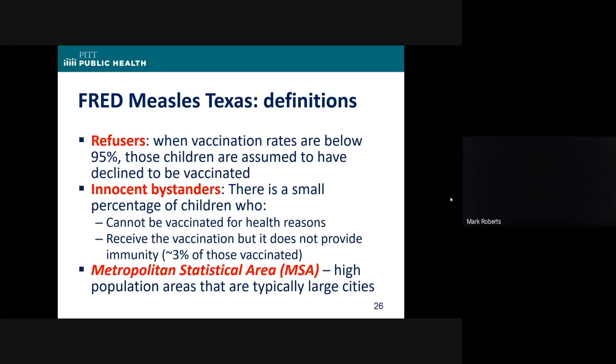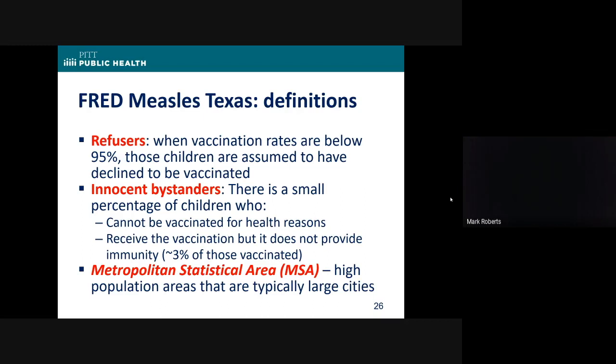We said there are people who are refusers, and people who are innocent bystanders. And innocent bystanders are the people who, because in measles, there's a few people who can't be vaccinated. A few kids, because of a disease they have, or because they're too young, under a year old, can't be vaccinated, or they have a disease that doesn't allow them to be vaccinated, or there's a very small group of people who the vaccine just won't take. It won't produce enough immune response. And that's about 3 to 4% of the population who either can't be vaccinated or the vaccine won't work.